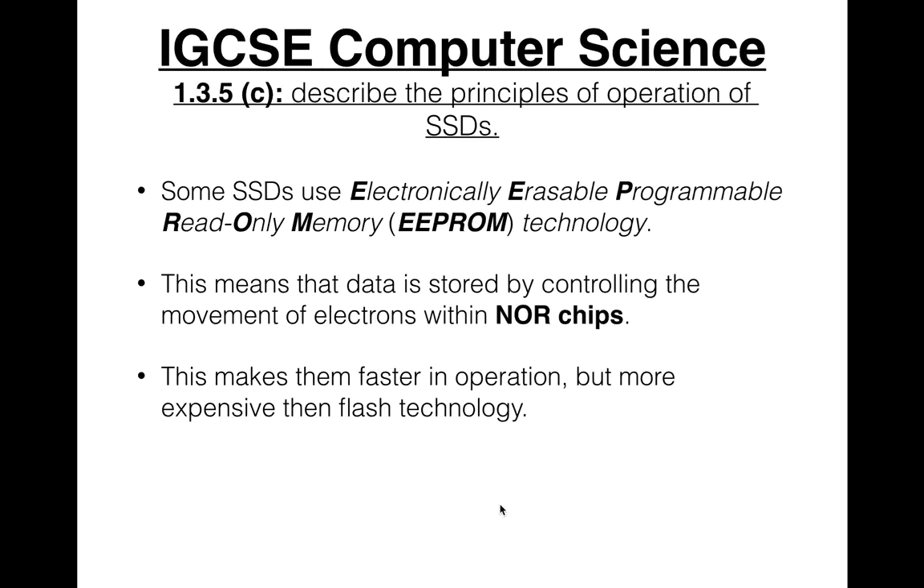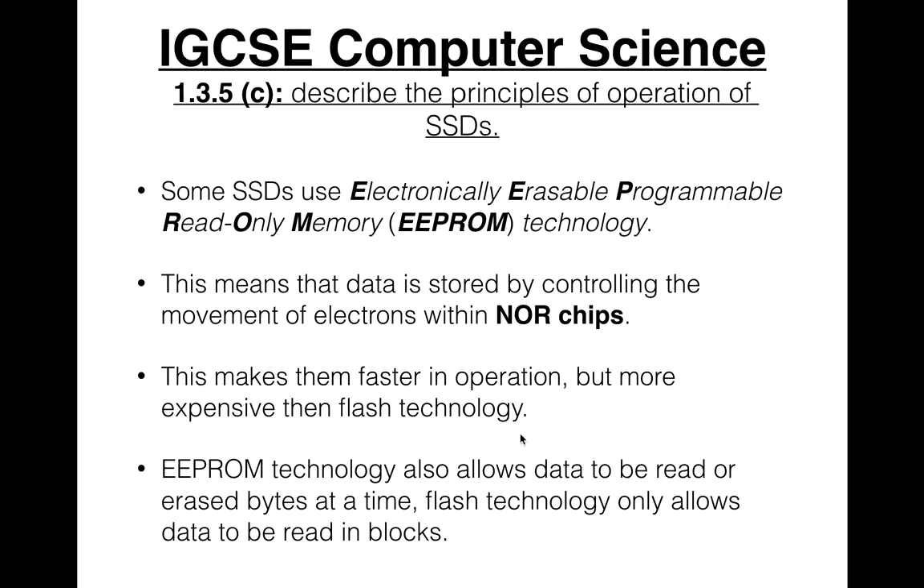Now, if you remember back when we looked at logic, we talked about logic building blocks. Now, NAND and NOR gates are logic building blocks. With NAND or NOR gates, you can build any other logic gate. However, we usually use NAND because it's a lot cheaper. So that's why most people prefer NAND. And this is kind of the same idea here. NOR is more expensive, so this technology is more expensive. EEPROM technology also allows data to be read or erased bytes at a time, while flash technology only allows data to be read in blocks.